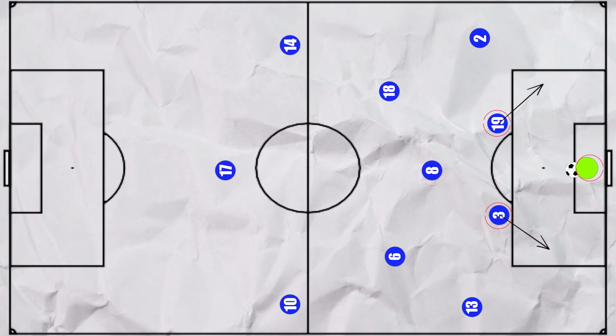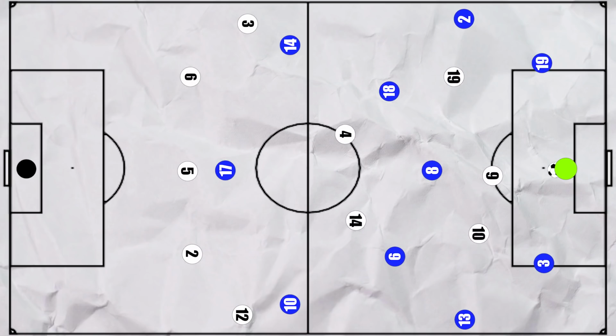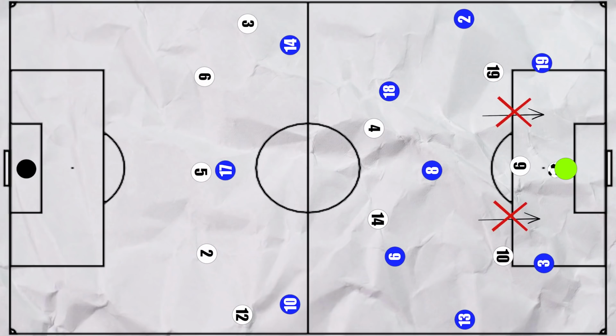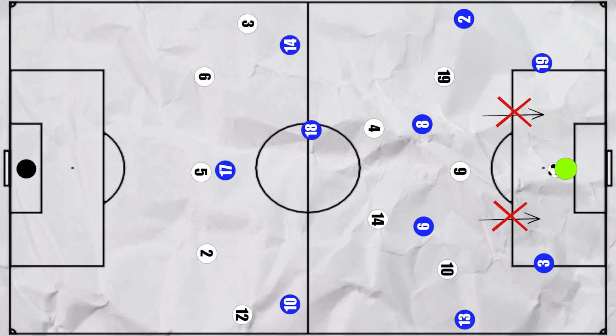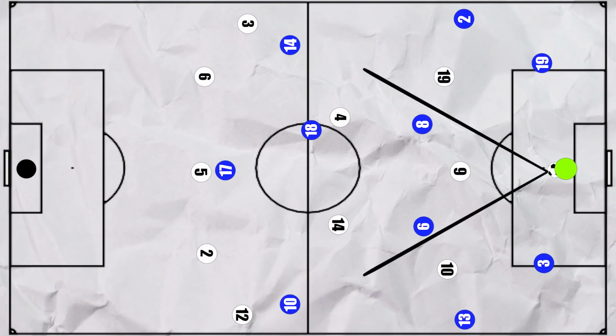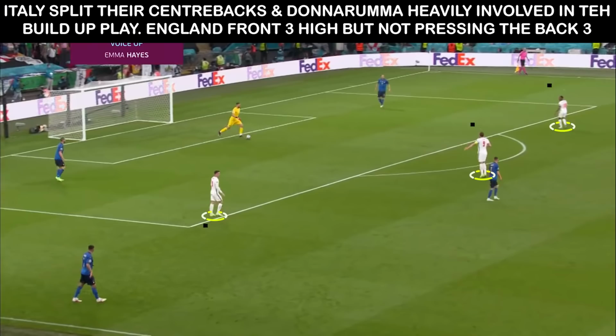Let's start with Italy as they dominated with 66% of the ball. From the goal kick, Bonucci and Chiellini would split to the edge of the box, and although England's front three would move high, the idea wasn't to apply any pressure, but rather cut off the pivots and hope that the threat of their front three pressing might force Italy long.